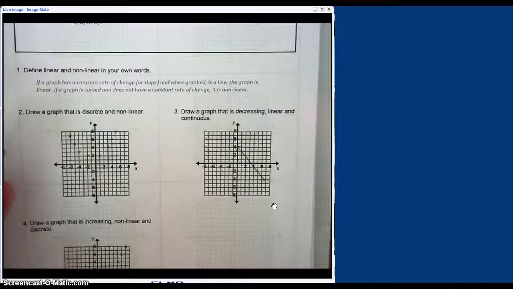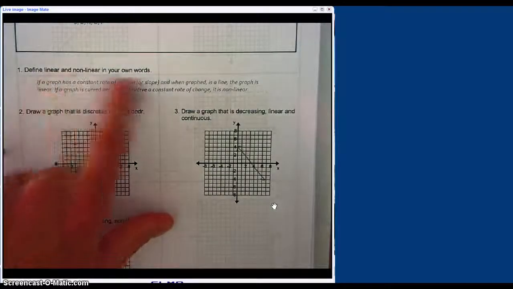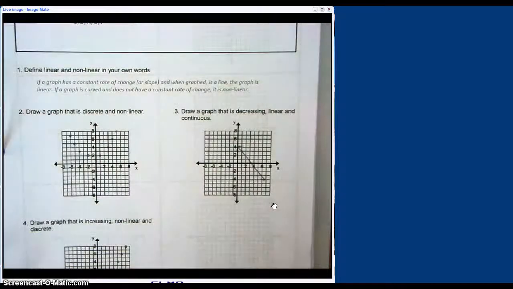And the last thing you needed to do was define linear and nonlinear in your own words, and I'll just let you read what this says. And again, you're supposed to use your own words, so you can make up your own definition as long as it kind of matches this.